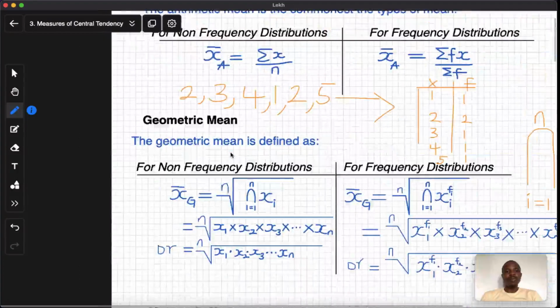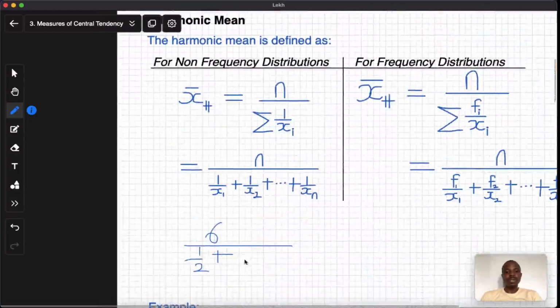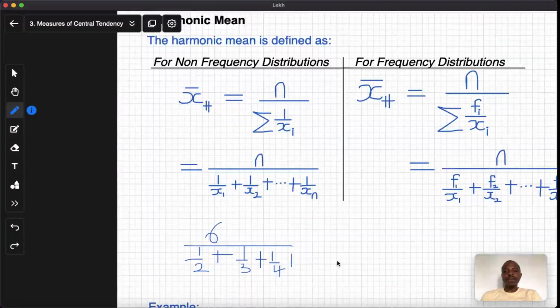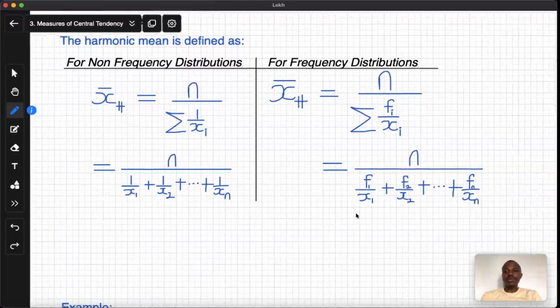You have 3, 4, so you say 1 over 3 plus 1 over 4 until you're done writing all the observations. And that's how you go about that one. Now, when you come to the frequency distribution, you say, okay, what's the frequency for the first observation? How many times does it appear? It appears 2 times, then you write 2 as the frequency, and you put 2 here.